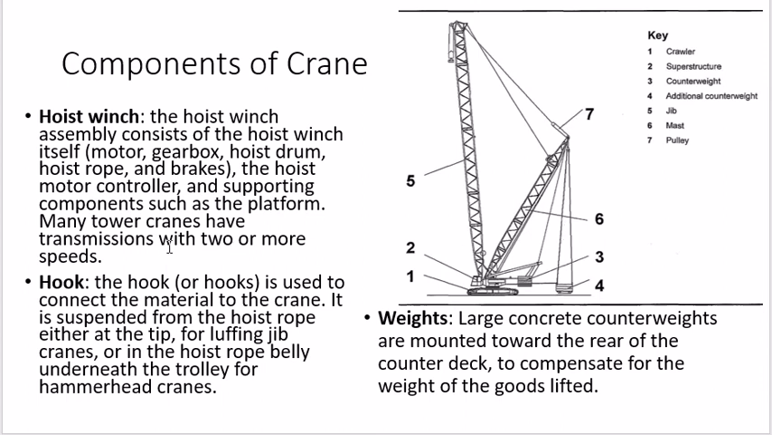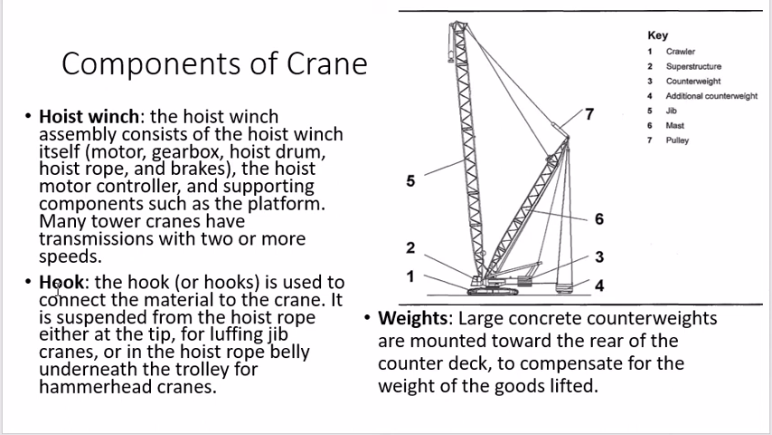So many tower cranes have a transmission. Why? What is the use of a transmission? The transmission is used to move your load up and down at a faster rate or at a slower rate. So maybe one or two gears are provided to move up and down. Then there's a hook. The hook is the part where your component is attached to the crane.